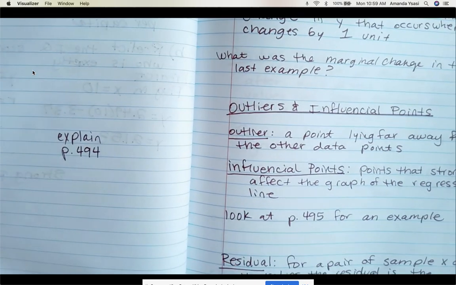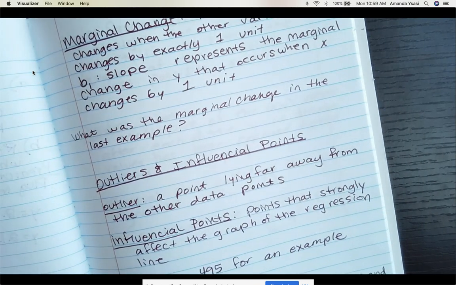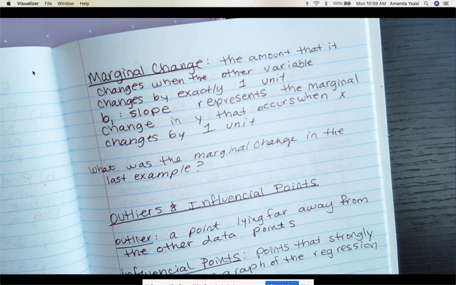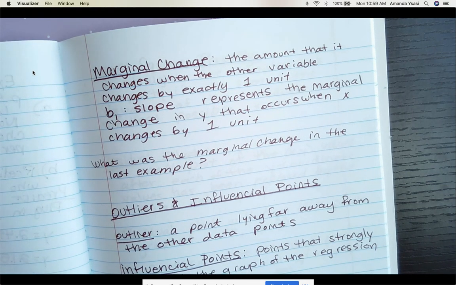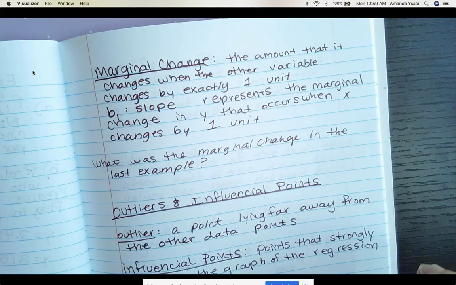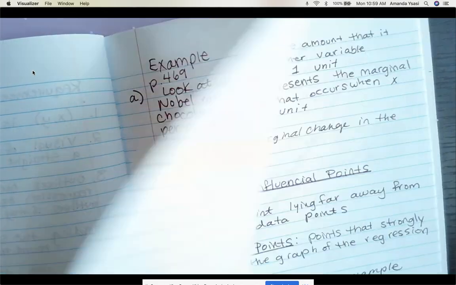Then a few vocabulary terms. We have marginal change, the amount that it changes when the other variable changes by exactly 1 unit. Basically, marginal change in our case here is your slope. Slope represents the marginal change in y that occurs when x changes by 1 unit. So what is the marginal change in our last example? That was our slope, 2.49.